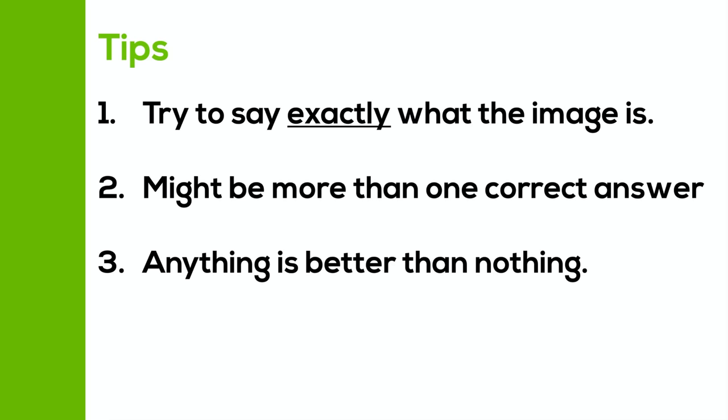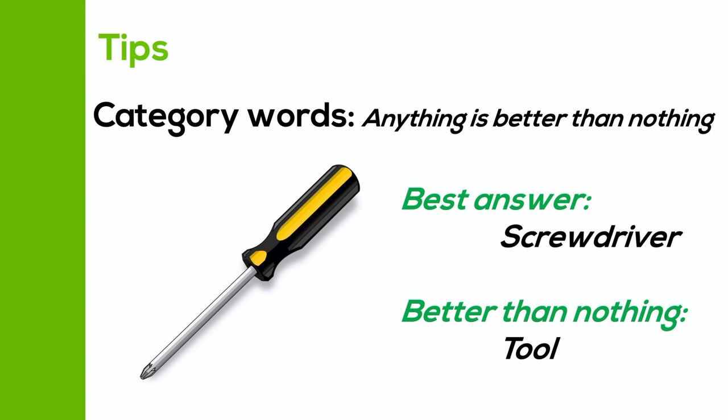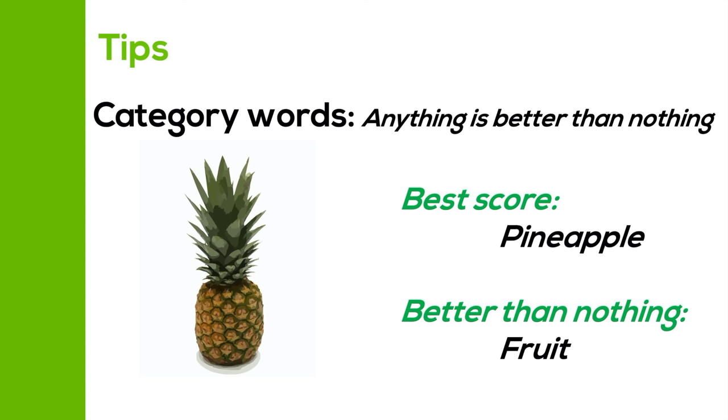And a really useful tip to help you to say something is to learn some category words. For example, for this image, the best answer is screwdriver. That's exactly what this object is. However, if you don't know the name of this, then you can use a category word, such as tool. Now, this won't get you the best score, but it will get you some points, and it is definitely better than nothing.